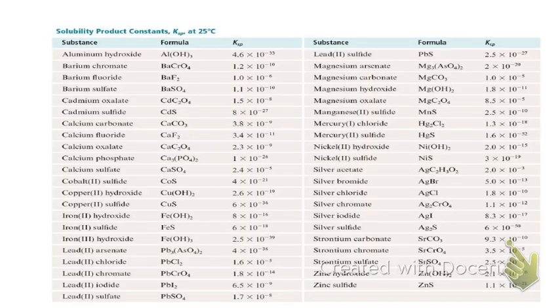This is a solubility product constant chart. You will always be given what you need in the problem or on a worksheet. You never have to memorize these.